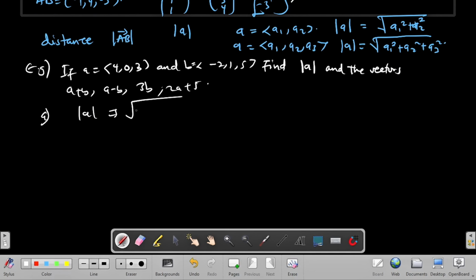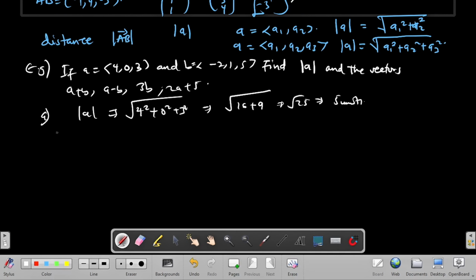Each term in it. So I have 4 squared plus 0 squared plus 3 squared. And I'm going to have square root of 16 plus 9, because this is 3 squared, this is 4 squared. This only gives me square root of 25, and that is equal to 5. So just write 5. Okay, so this is the first one.